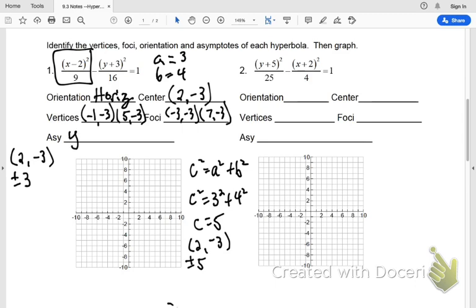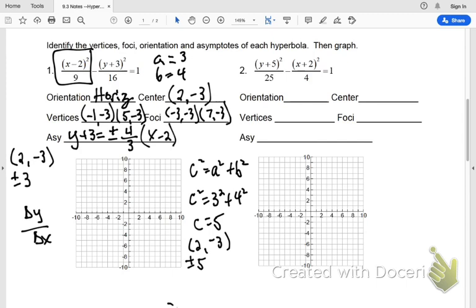And then you've got to do your asymptote equations. You use the center to help you, so it'll be y plus 3 equals, you'll have a positive and a negative slope for each of those. To get the slope, remember we do change in y over change in x. So the b value is underneath the y, so we're going to do 4 over 3. And then we'll have that x minus 2.